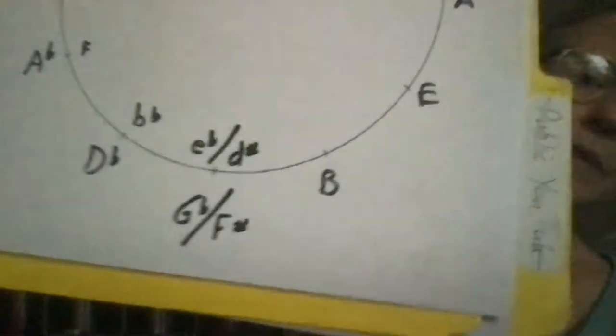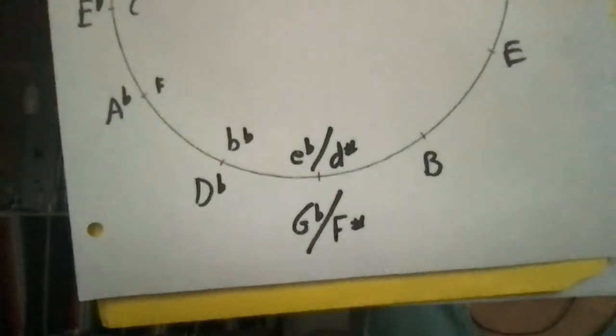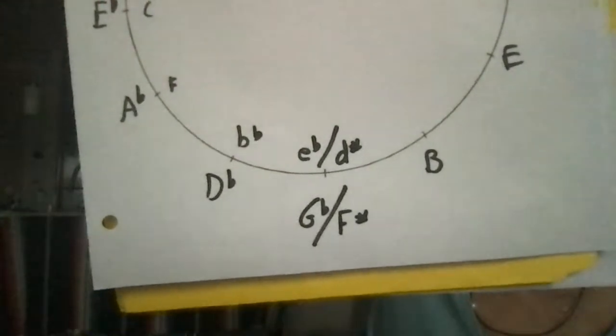And then E flat and D sharp are the same pitch. So we're going to do that thing again at the bottom where we have a slash. So we could think of it as G flat or D sharp.